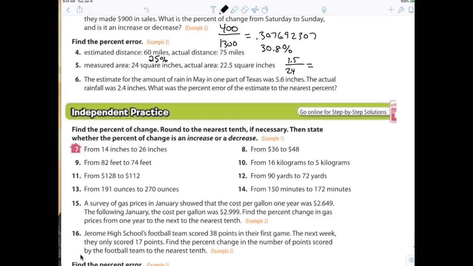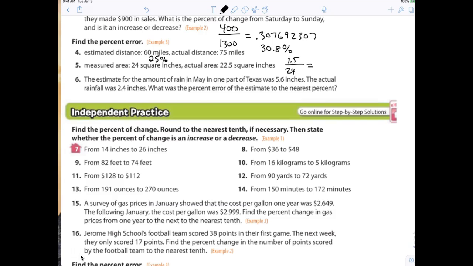All right? So I want to go back now. The estimated was what? 60. So instead of doing 15 divided by 60, we should actually do 15 divided by what? 75. So everybody do 15 divided by 75. Make that correction in your notes now.